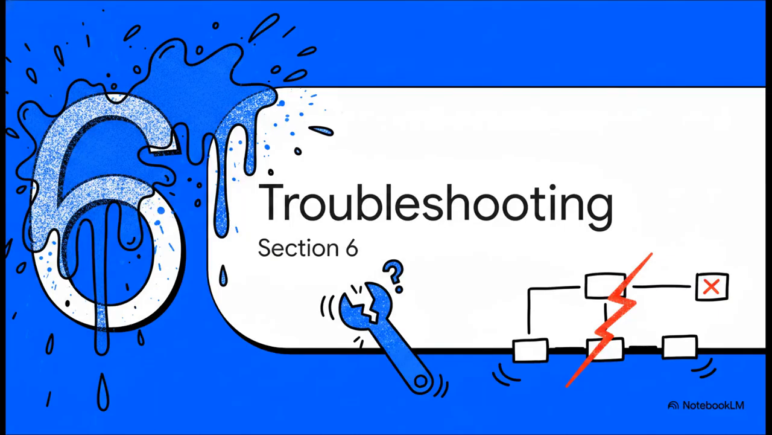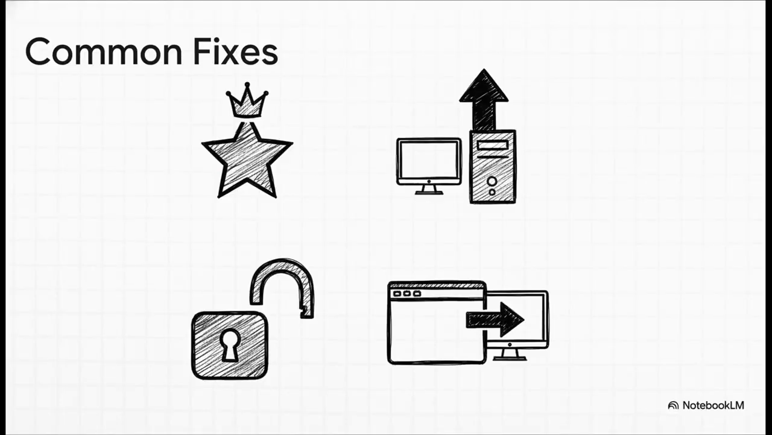Section 6. Troubleshooting beginner issues. Even with a perfect blueprint, sometimes the paint spills, right? If you're following along and something didn't work exactly as described, don't worry at all. Let's quickly reframe these common roadblocks as minor speed bumps.